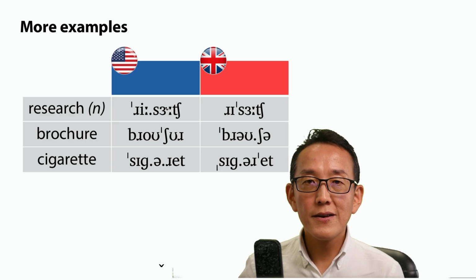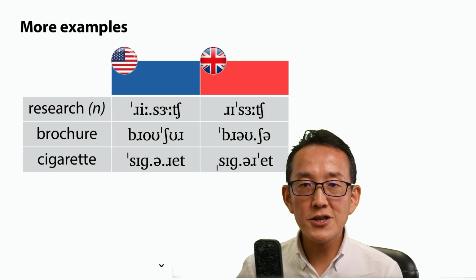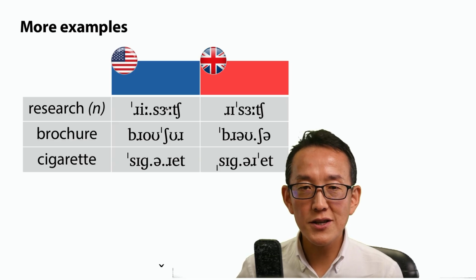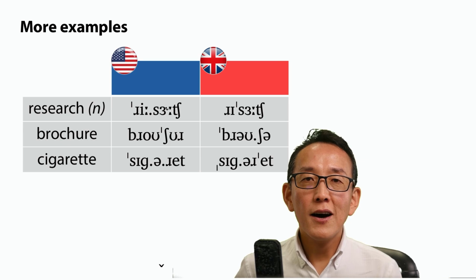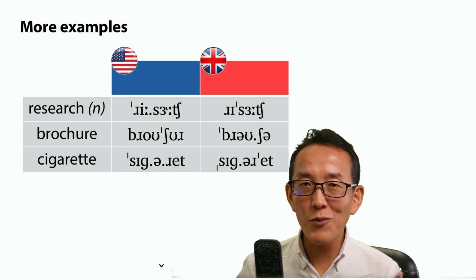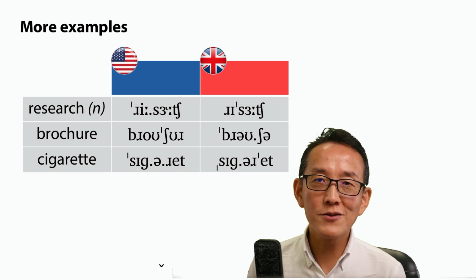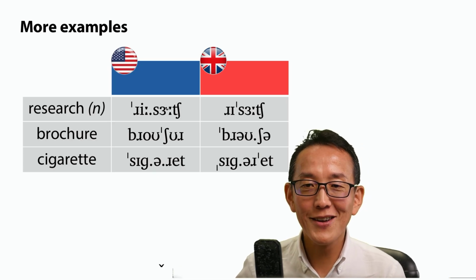All right. So here are more examples. Research and research, brochure or brochure, cigarette or cigarette, stuff like that. Okay, so these differences do not follow regular patterns, so you actually have to learn one by one. So you have to use your memory.